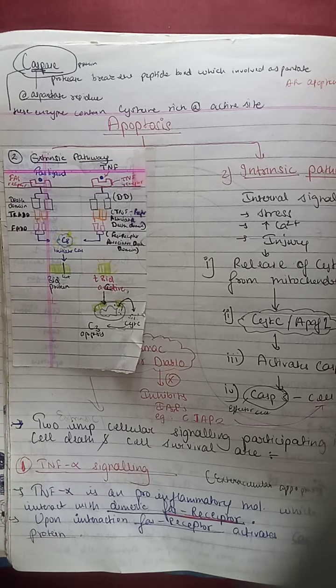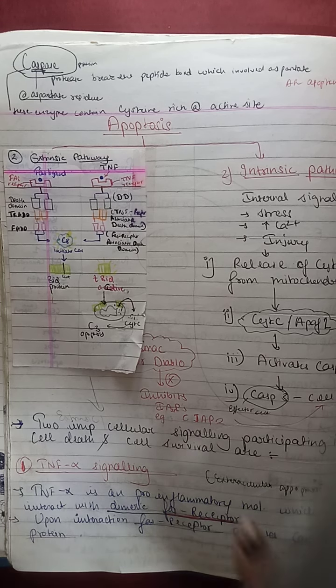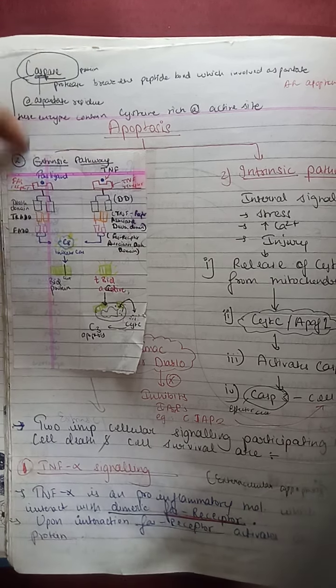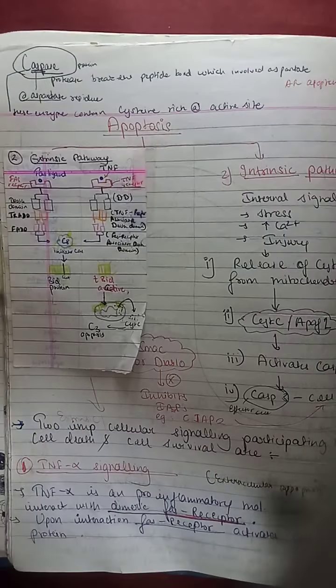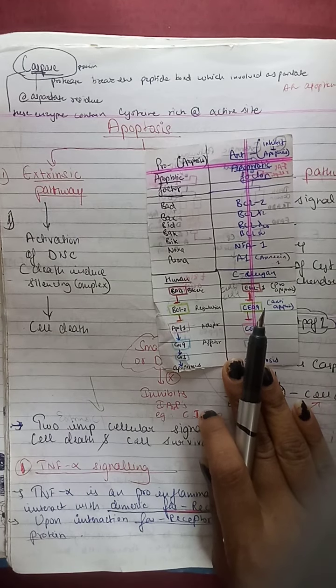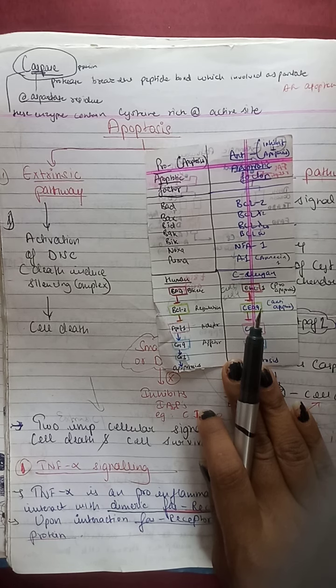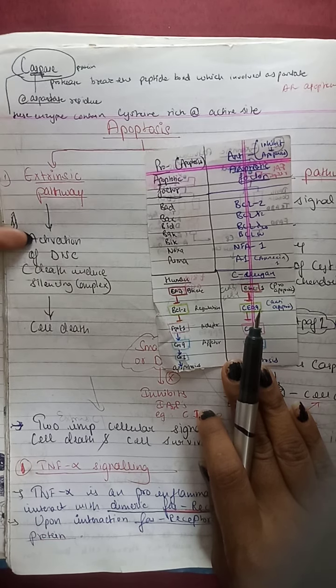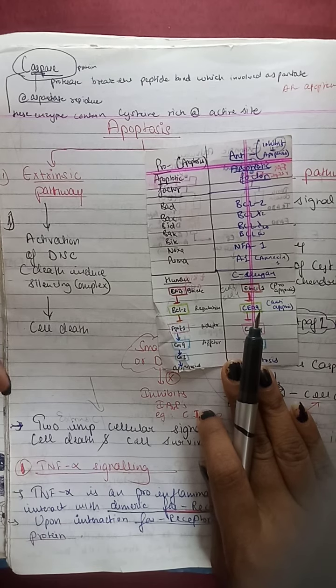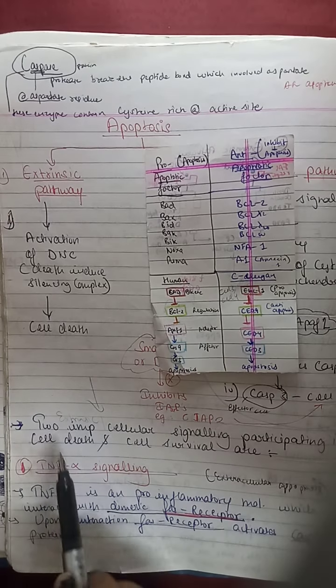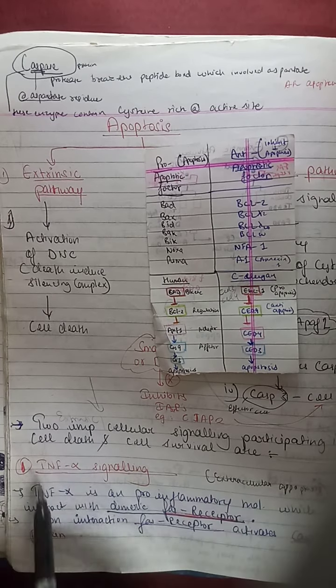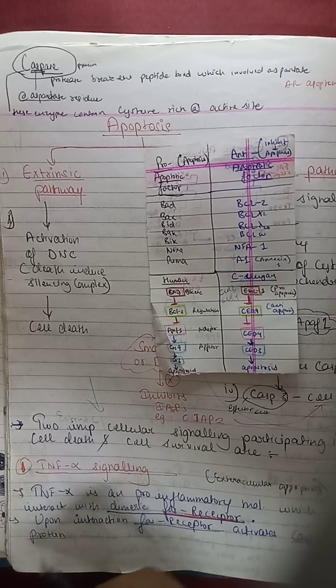Now we'll see the detailed process of apoptosis. Basically, apoptosis occurs by two pathways. The first is the extrinsic pathway and the second is the intrinsic pathway. The extrinsic pathway is activated due to extrinsic factors. After that there is activation of DISC, the death induced signaling complex, and then cell death happens. For this extrinsic pathway, the two important cellular signals participating in cell death and cell survival we'll discuss later.